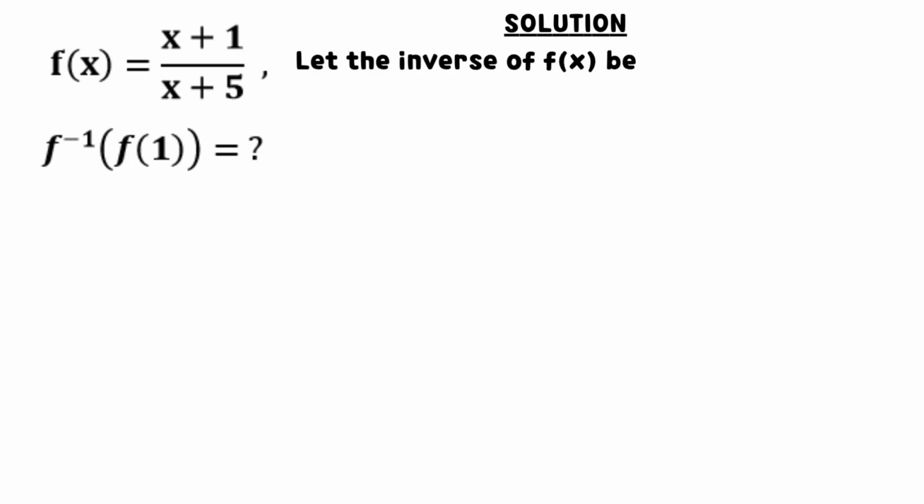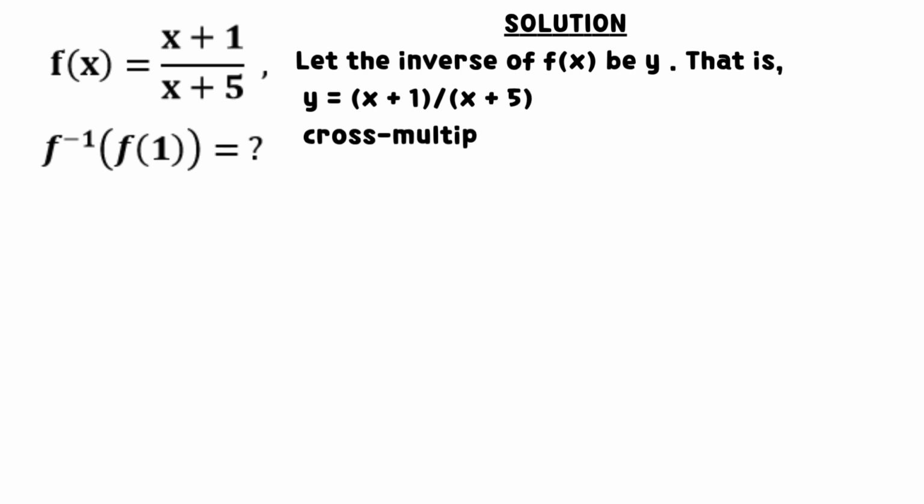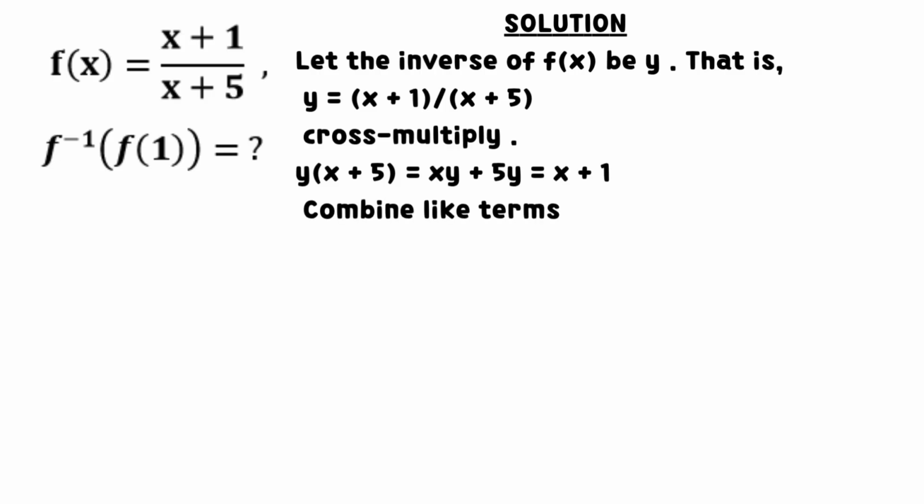Solution. Let the inverse of f of x be y, that is, y equals x plus 1, all divided by x plus 5. Cross multiply and we have that the product of y and in bracket x plus 5 equals x times y plus 5 times y, which equals x plus 1. Combine like terms and simplify, so that x times y minus x equals 1 minus 5 times y.